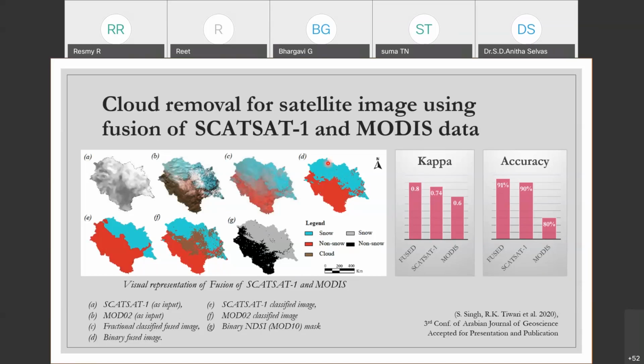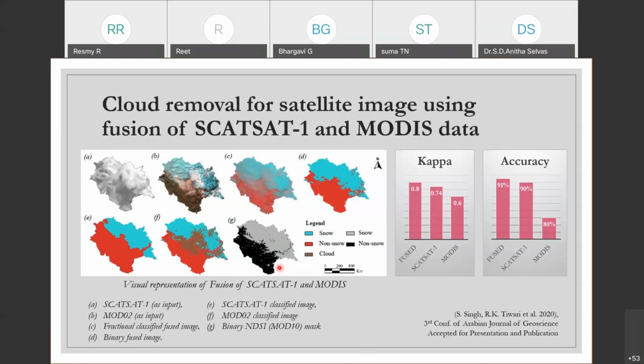So if we compare figure D and figure G, we'll see that there is not much difference in the output. So figure D is from the fused data, and figure G is the MODIS data, which is a composite image. So this clearly gives us the advantage of the fused data.